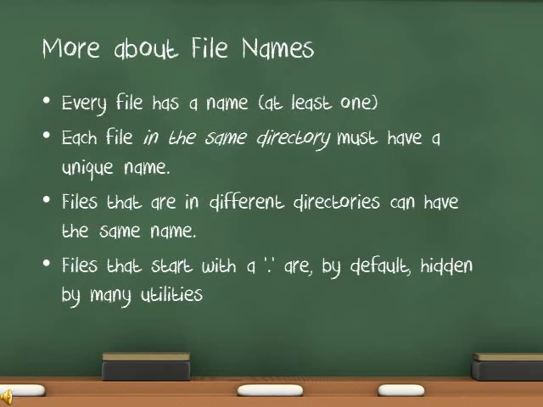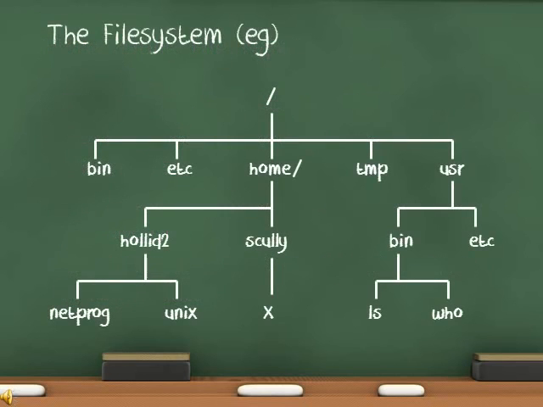More about file names. Every file has a name, at least one. Each file in the same directory must have a unique name. Files that are in different directories can have the same name. Files that start with a . are, by default, hidden by many utilities. Here is a hierarchical diagram depicting the file system of the Unix environment.